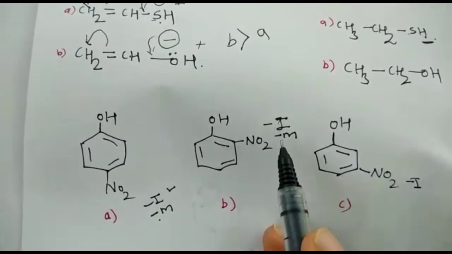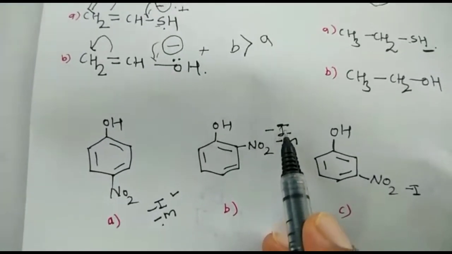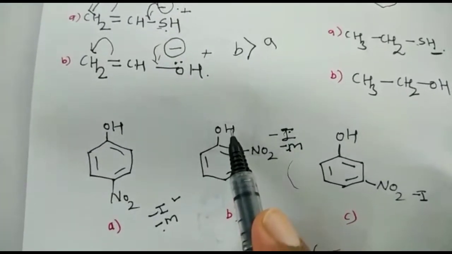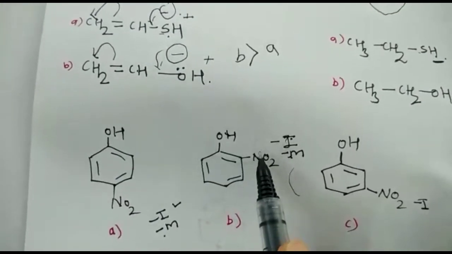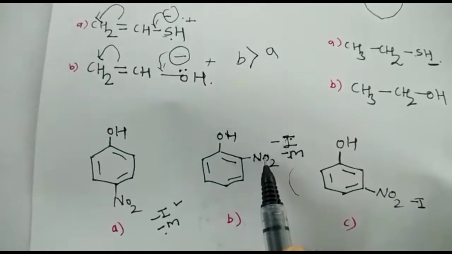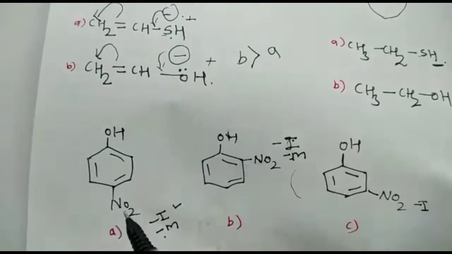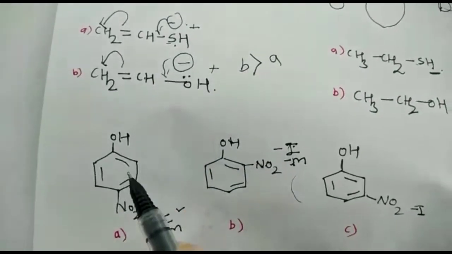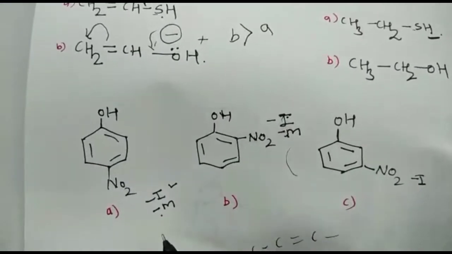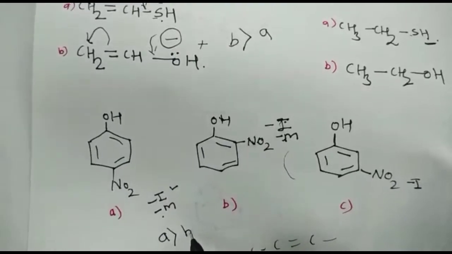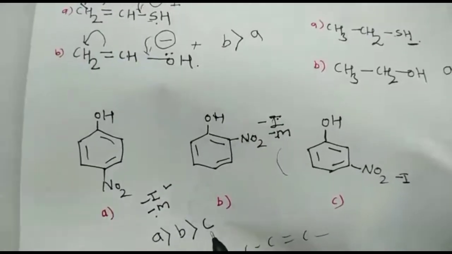See, here there is more mesomeric and inductive effect, but another factor is that intramolecular hydrogen bonding is present here, so it cannot give H plus ions easily. This one can give H plus ions easily because there is no such intramolecular hydrogen bonding. So it is more acidic as compared to B and C.